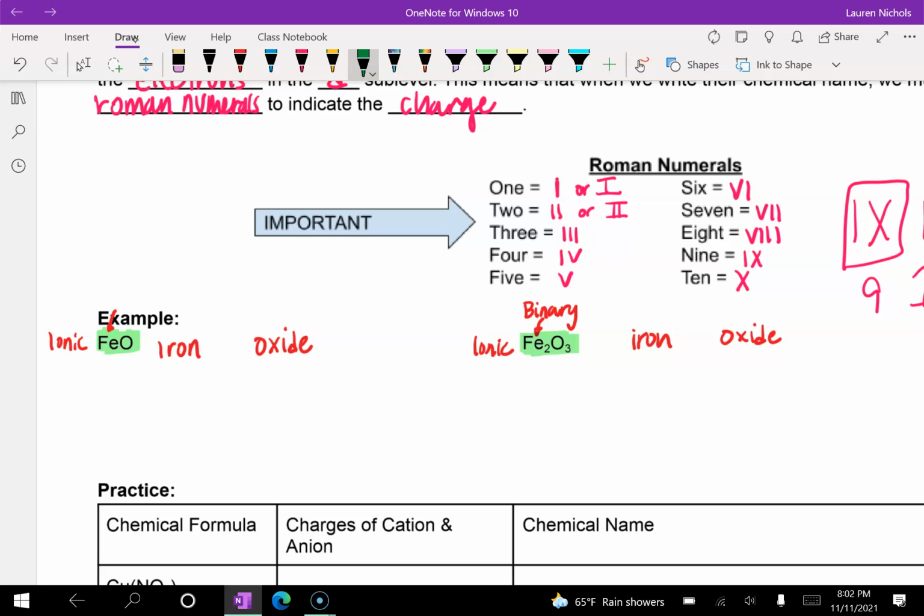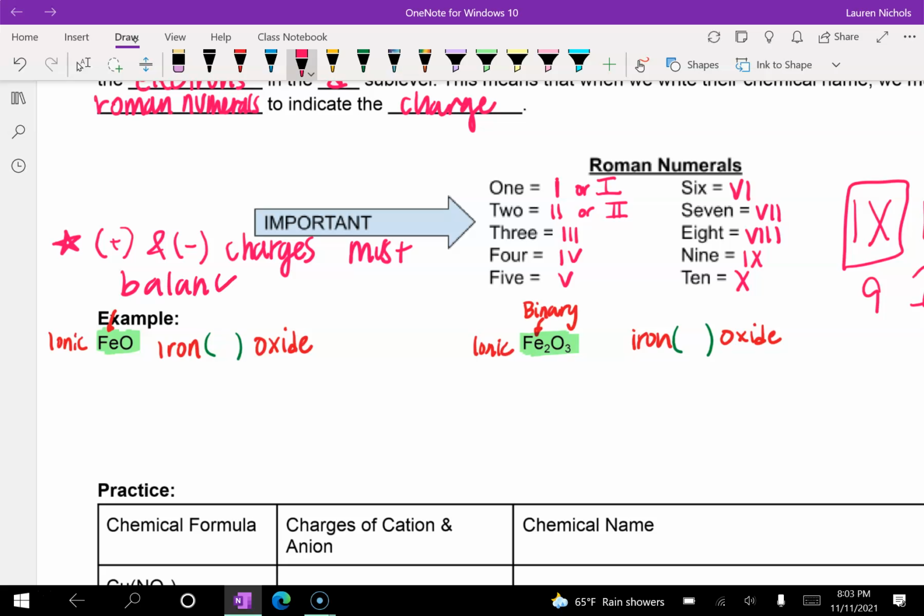So what you do is you put the charge of iron in parentheses, represented by Roman numerals. The way you figure out the charge is pretty easy because there is a rule that all ionic compounds follow: the positive and negative charges must always balance. They must always balance.